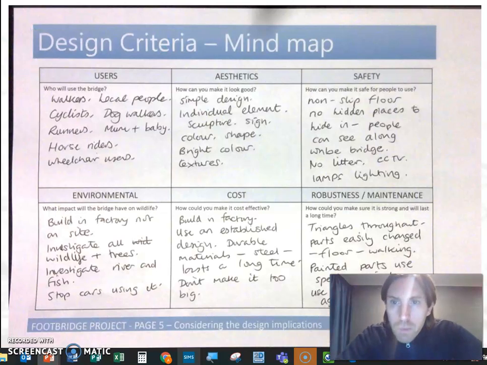So, for example, the walkers. I've done a list here. It could be local people, dog walkers, runners, mums and babies, even horse riders. Could a horse go across the bridge? In terms of aesthetics, have a think about what you think is important. Is the shape, the size important? In terms of safety, we've obviously got the non-slip floor, no hidden places. What else could you have to make it safe?